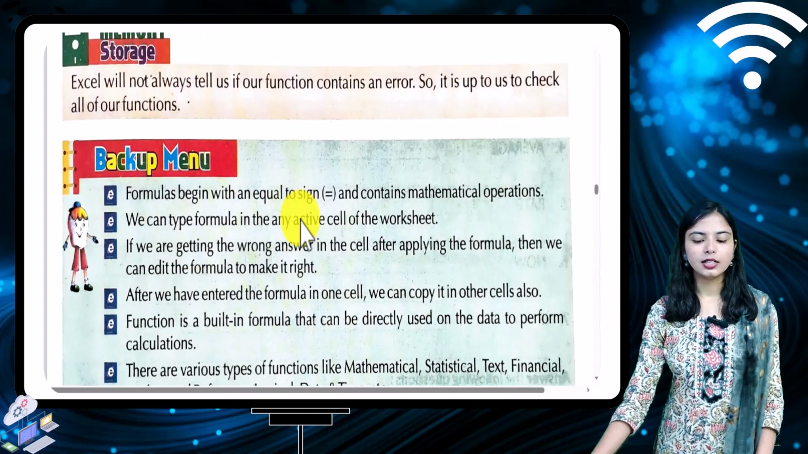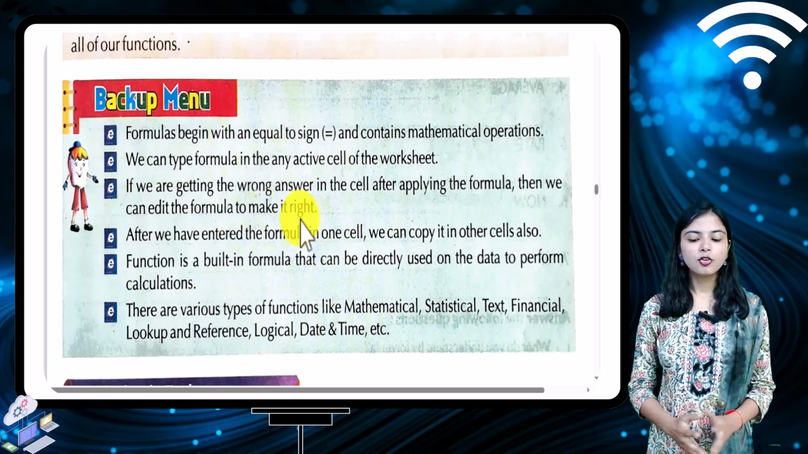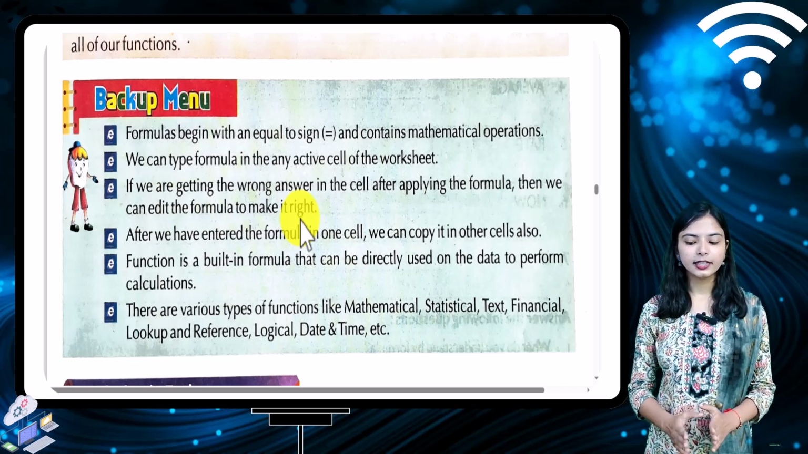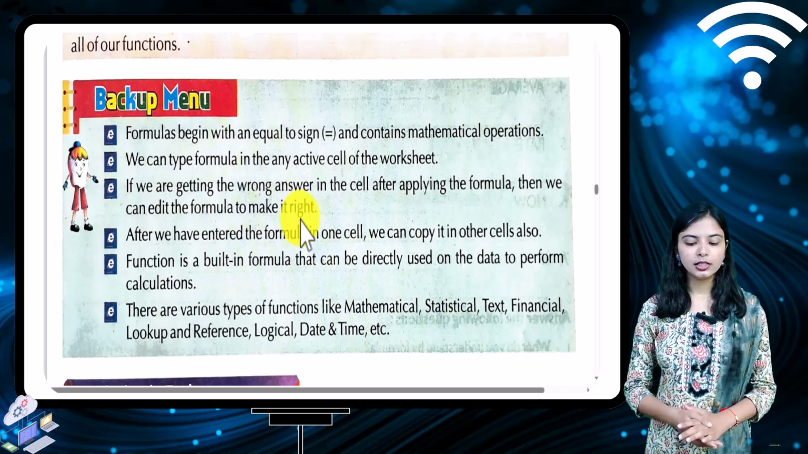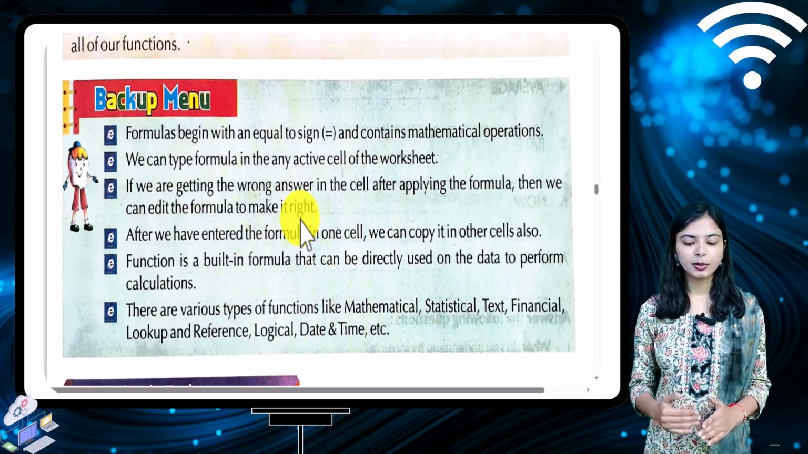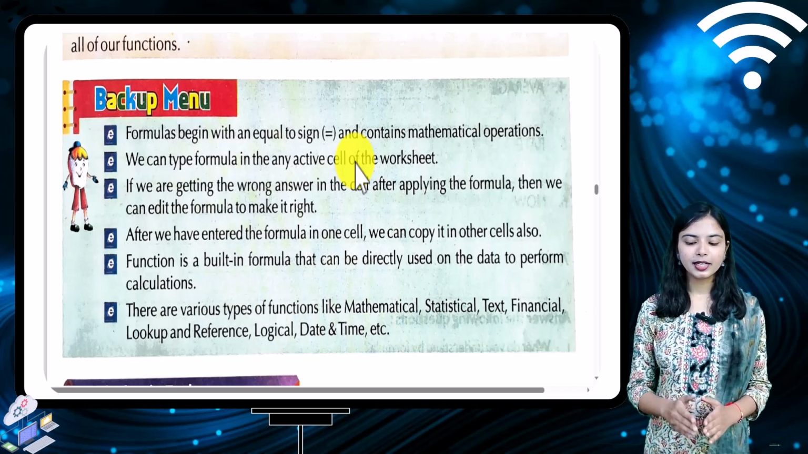Next we will learn about the summary of this chapter, which is the most important point. Okay students, formulas begin with the equal to sign and contain mathematical operations. We can type a formula in any cell of the worksheet. If we are getting a wrong answer in the cell after applying the formula, then we can edit the formula to make it right. After we have entered the formula in one cell, we can copy it to other cells also. A function is a built-in formula that can be directly used on the data to perform calculations.